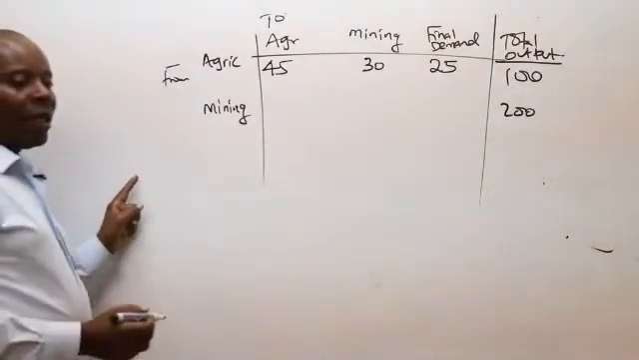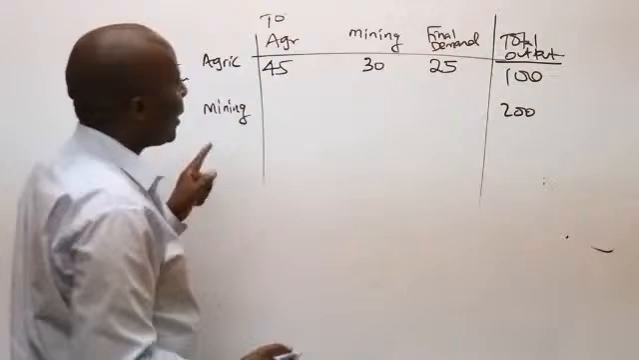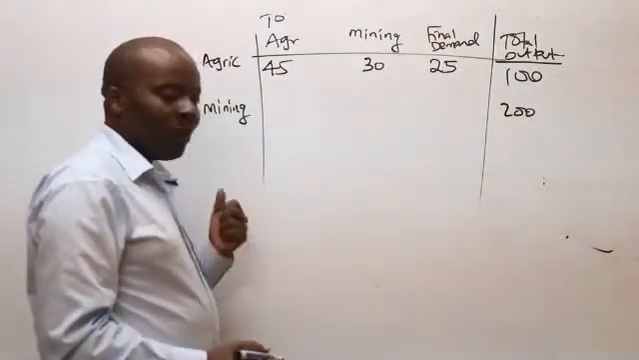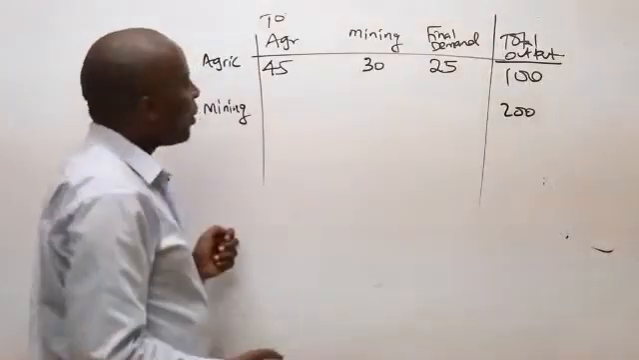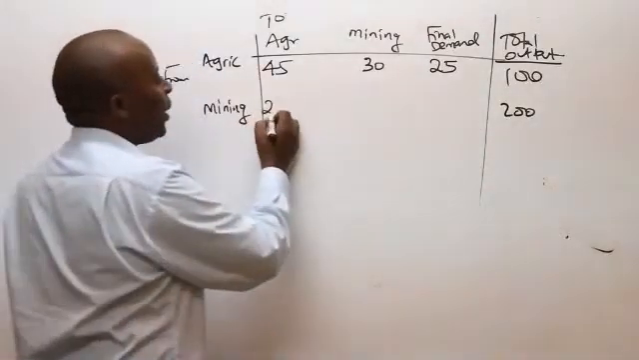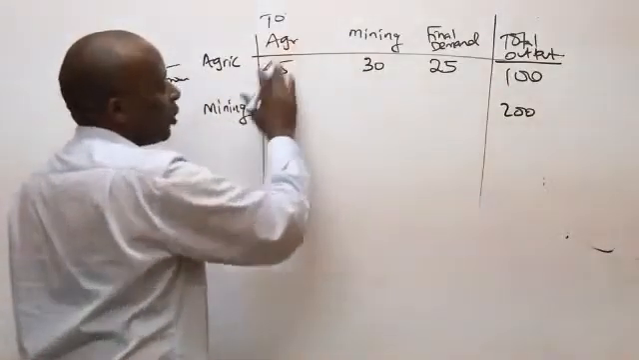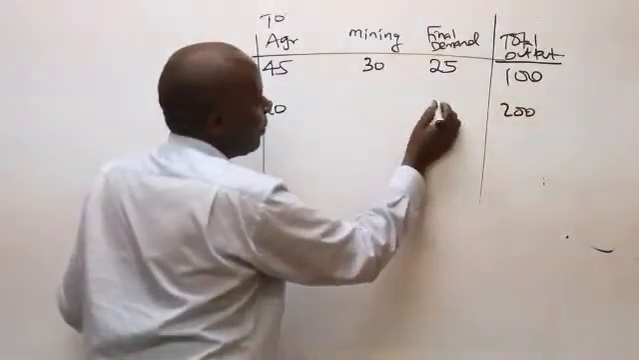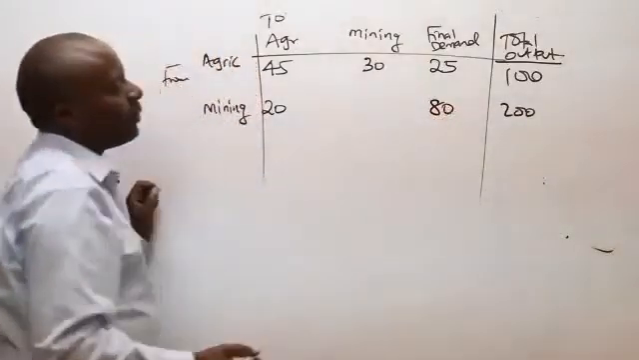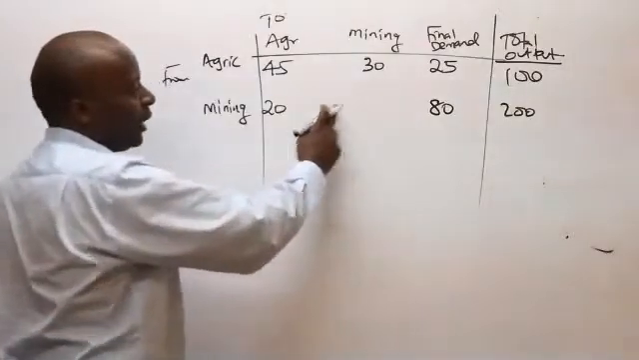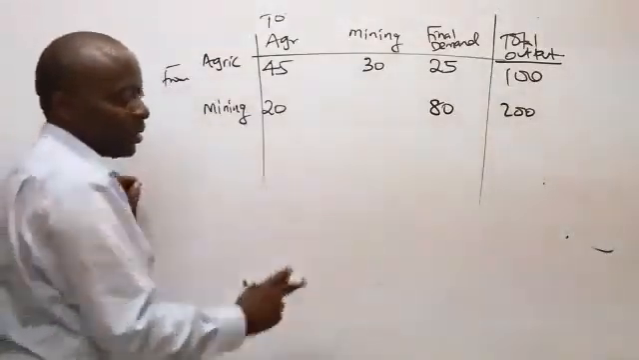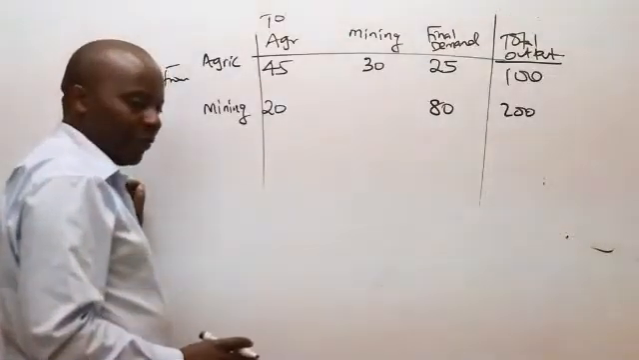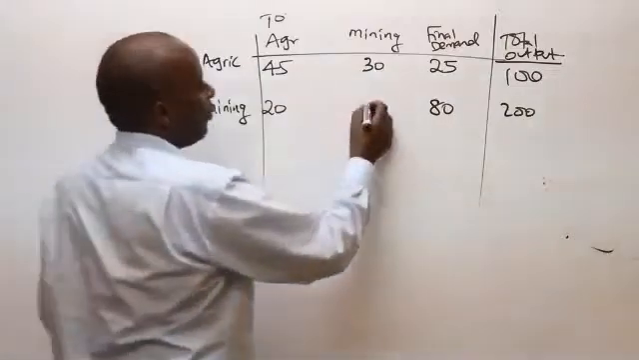Now mining also sent some things to agriculture, for example, in form of fertilizers. We need limestone when making fertilizers, right? So mining sent, for example, 20 to agriculture. Mining for final consumption, perhaps 80. So what remains for mining alone? The balancing figure for mining. Thank you very much.